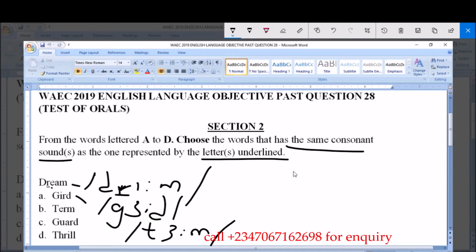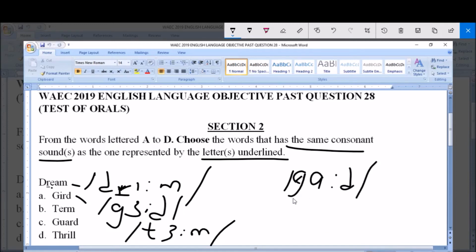Option C, guard, is transcribed this way. And option D, thrill, is transcribed this way.